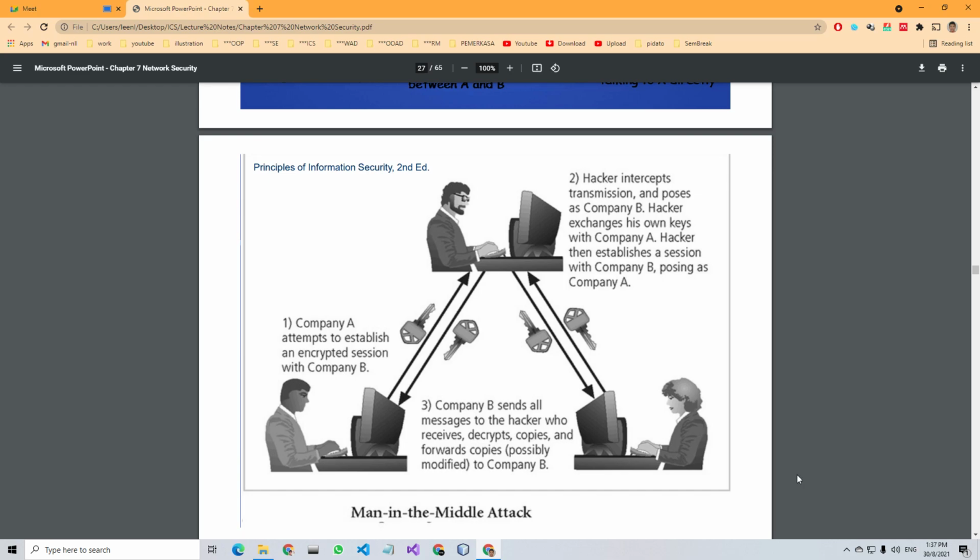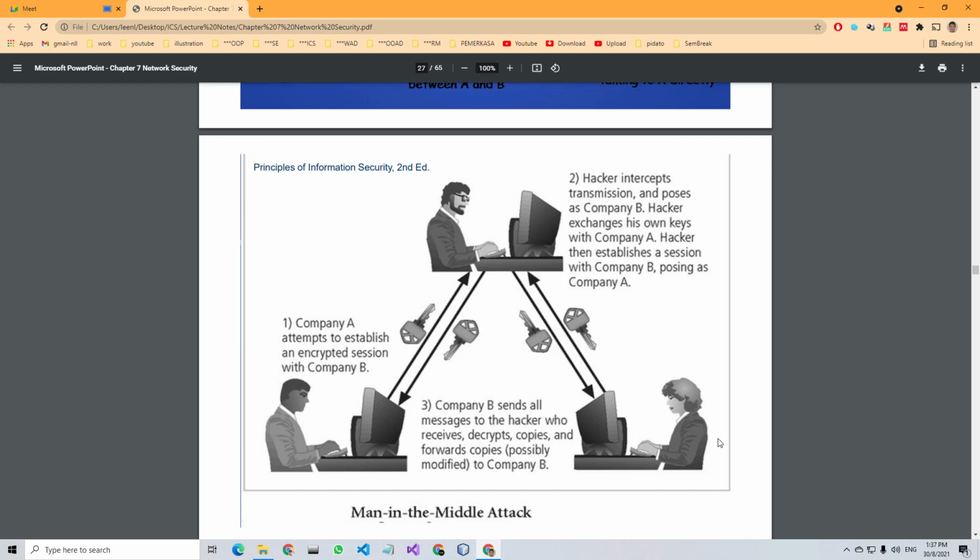The diagram shows the same meaning as the previous one. The hacker will establish a session with company B, posing as A, a man sitting in between.